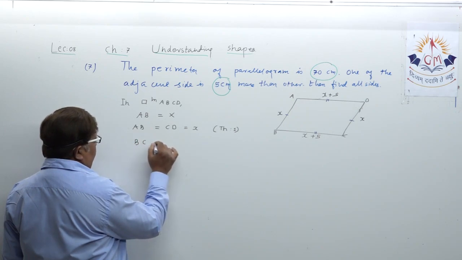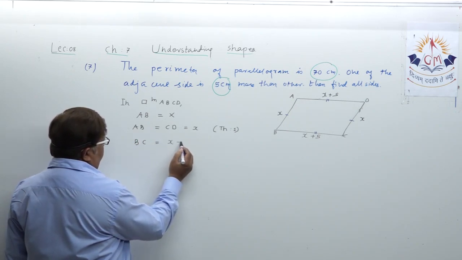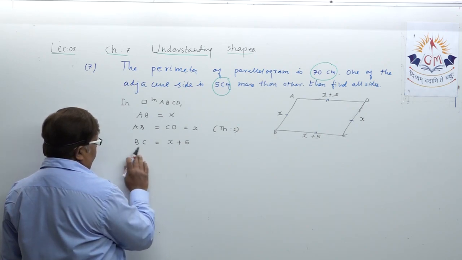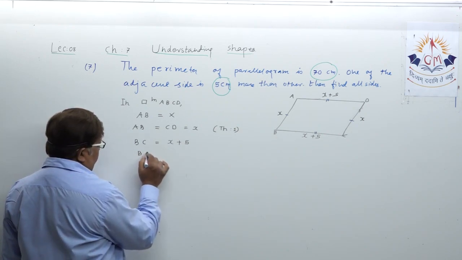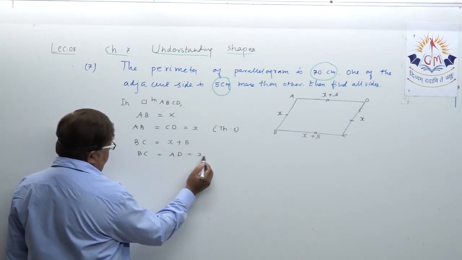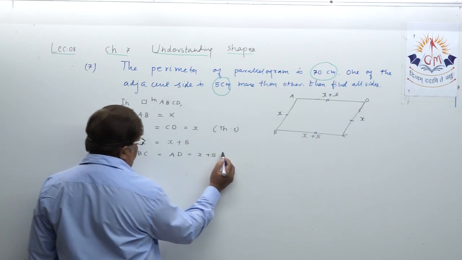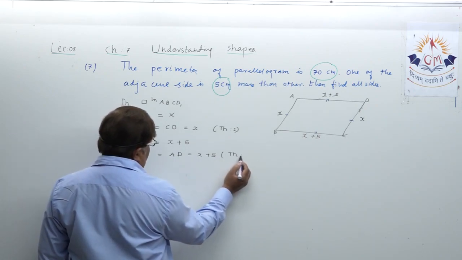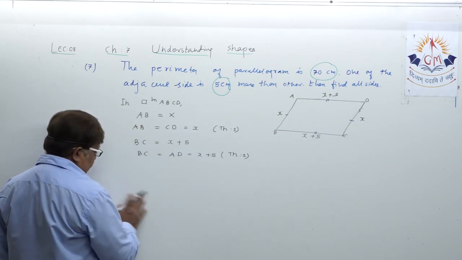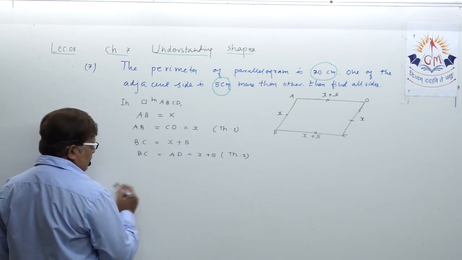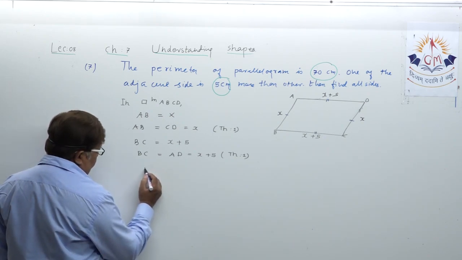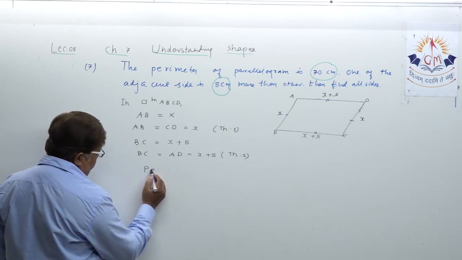BC equal to x plus 5. Because BC equal to AD, so AD is also equal to x plus 5. Theorem 1, opposite sides are equal. Okay.